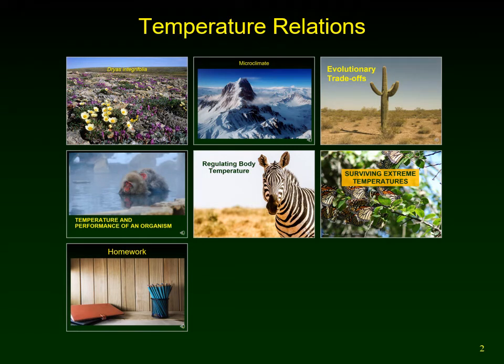So the topics we're going to be talking about, we're going to give a little introduction with an example of an Arctic tundra plant, the Dryas plant. Then we're going to talk about the impact of microclimate, which is extremely important in your temperature regulation. We'll talk about evolutionary trade-offs, then look at how temperature affects the performance of an organism, look at how temperature can be regulated within the body, and then how organisms have adapted to survive extreme temperatures.